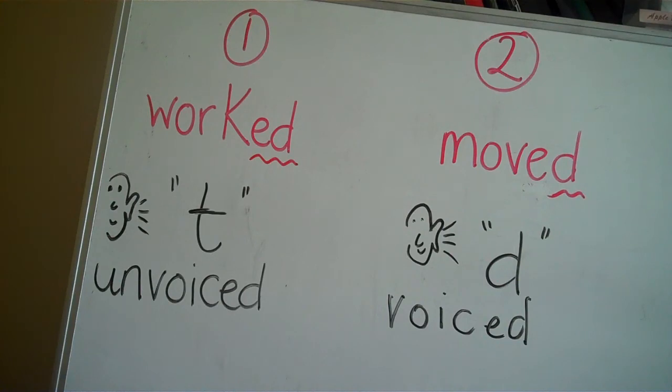Played, played. 1 or 2? 2. It's voiced. It's a D sound. Cooked, cooked. 1 or 2? It's 1. It's a T sound. It's unvoiced. Cleaned, cleaned. 1 or 2? It's 2. It's that D sound, because the N in clean is voiced.